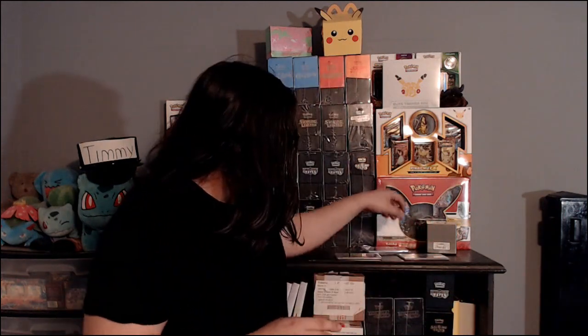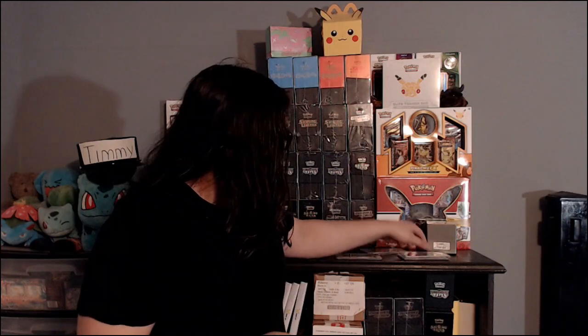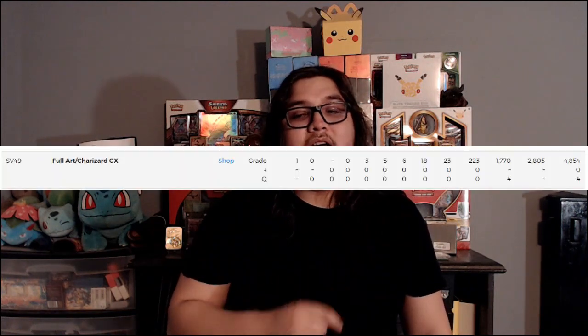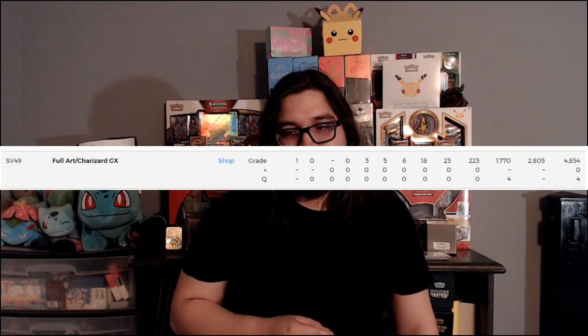It's not easy. Why? Because there's an ocean of cards and you have a finite amount of time. But if you're really willing to put in the work and look, you can find some really good stuff out there. Keep in mind, people worry about the Hidden Fates Charizard, right? Hidden Fates Charizard, there's a ton of them out there. There's no way it's going to be worth all that much and the price is going to drop. Keep in mind, there are 2,805 tens.